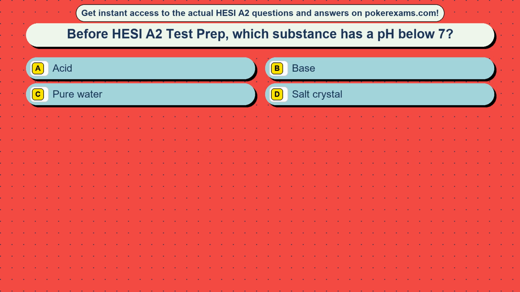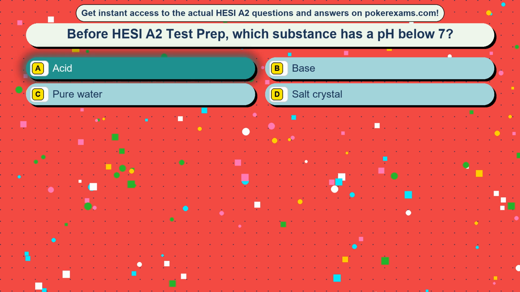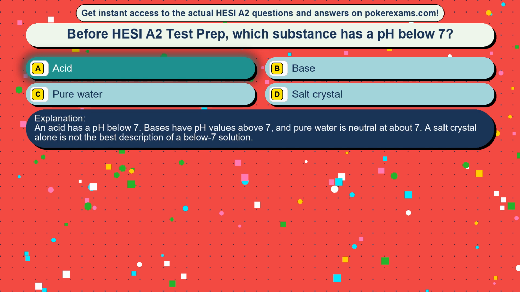Question 5. Before HESI A2 Test Prep, which substance has a pH below 7? Option A, acid. Option B, base. Option C, pure water. Option D, salt crystal. The correct answer is option A, acid. An acid has a pH below 7. Bases have pH values above 7, and pure water is neutral at about 7. A salt crystal alone is not the best description of a below 7 solution.